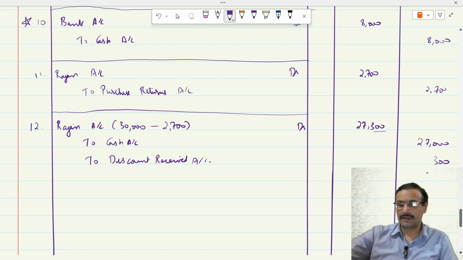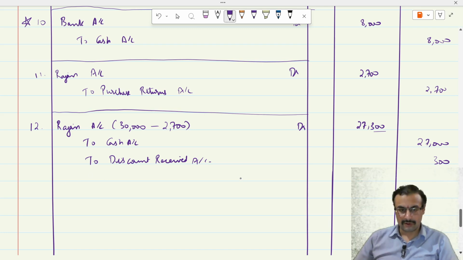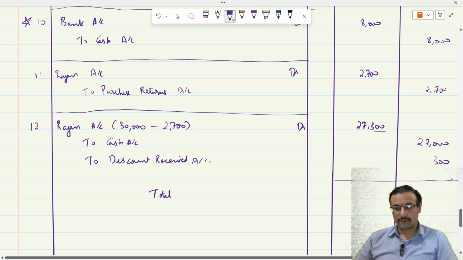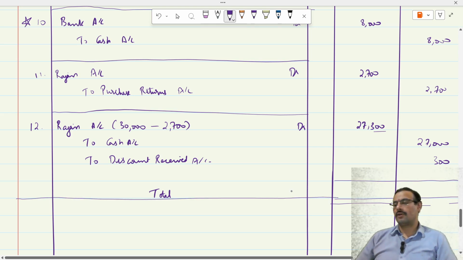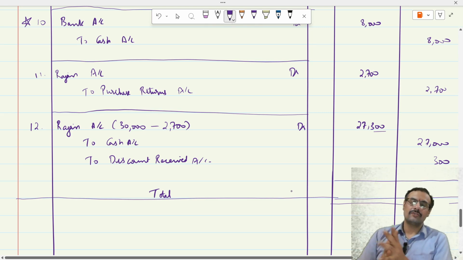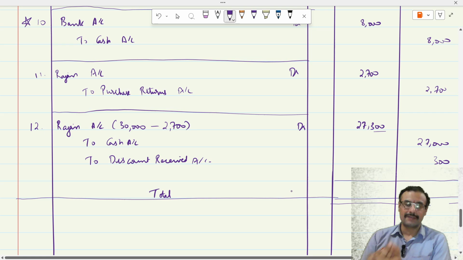This is an example. After this, do not draw a line because this is the last entry. Write total, and then the total of both debit and credit sides should match. Okay, should be equal. After writing this total, draw one big line like this. This is the formality. So please do like this. I'm not going to do the total because it will unnecessarily waste time. You please do the total. It should be matching on both sides.